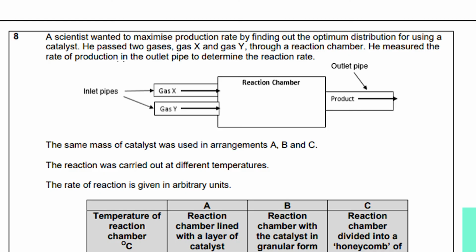In this question, a scientist wants to maximise the production rate by finding the optimum distribution for using a catalyst. He passes 2 gases, X and Y, through a reaction chamber, and then measures the rate of production in the outlet pipe in order to determine the reaction rate. The same mass of catalyst was used in each arrangement, but it was carried out at different temperatures.